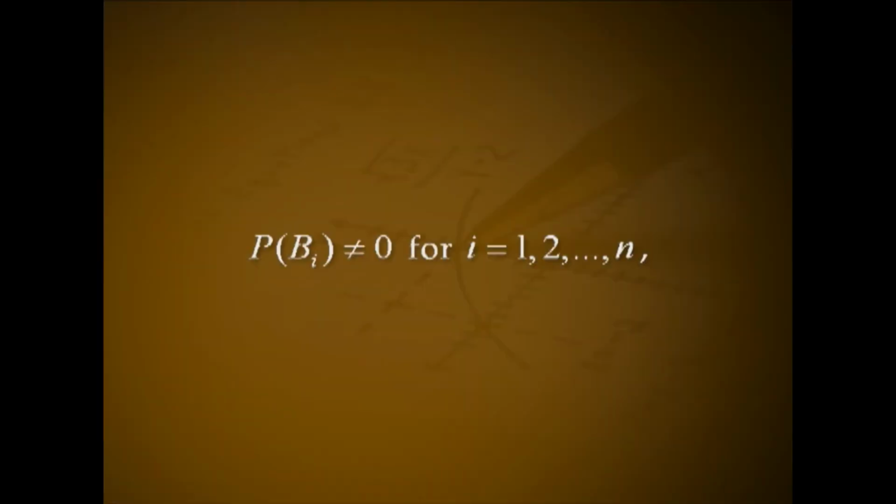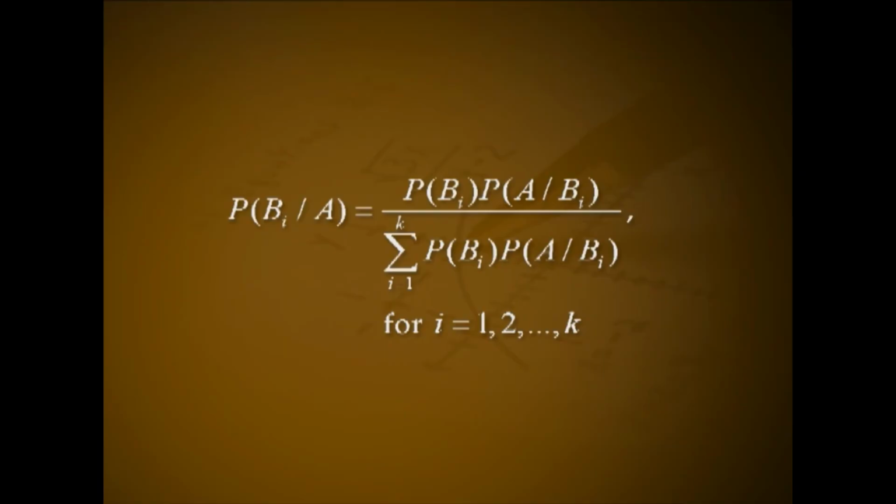The theorem may also be stated as: if B1, B2, etc., Bk are mutually exclusive events such that P of Bi is not equal to 0 for i equal to 1, 2, etc., n, and A is any event which is a subset of the union i from 1 to n Bi such that P of A is greater than 0, then the probability of Bi given A equals P of Bi into P of A given Bi, divided by the summation i from 1 to k P of Bi into P of A given Bi, for i equal to 1, 2, etc., k.